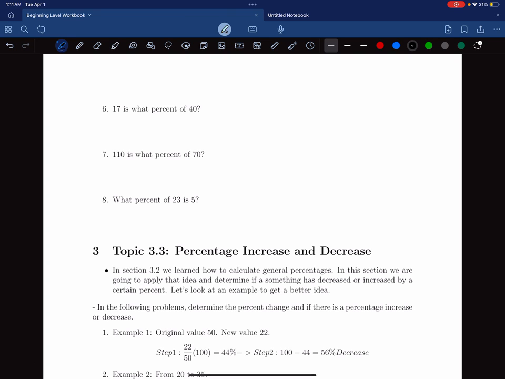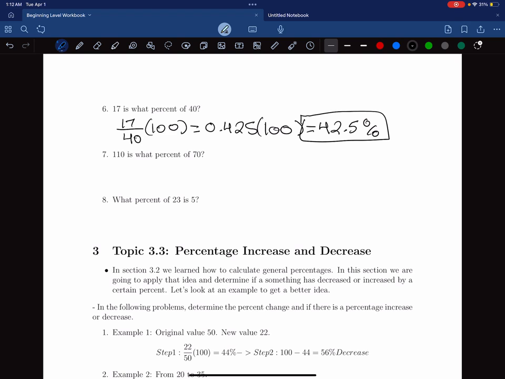Moving on to example 6, I encourage you to pause the video and try this on your own. And assuming you have worked through it, let's try it together. So 40 is our original number, so we're going to put that in the denominator. And then 17 is our new number, so we're going to put that on top. And then we're going to multiply by 100. Now 17 divided by 40 is 0.425. We're going to multiply that by 100 to get us our percentage. And our percentage is 42.5%.